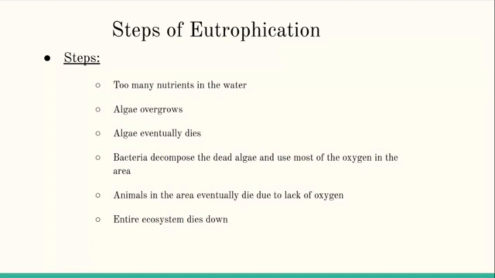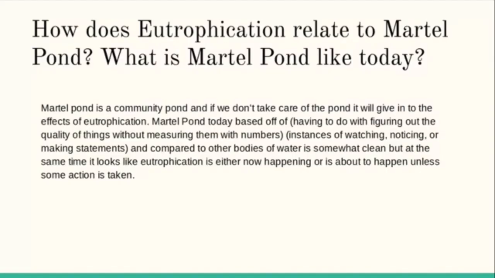So these are the main steps of eutrophication. Firstly, there are going to be too many nutrients in the water, normally due to pollution. And then there's going to be algae overgrowth due to the algae using these nutrients. And then the algae is going to eventually die. The bacteria is going to decompose the dead algae, using most of the oxygen in the area. And then the animals in the area will eventually die due to the lack of oxygen and the entire ecosystem will die down.